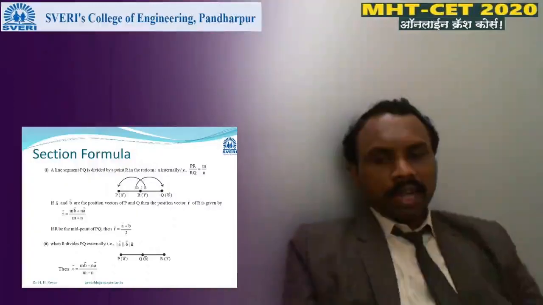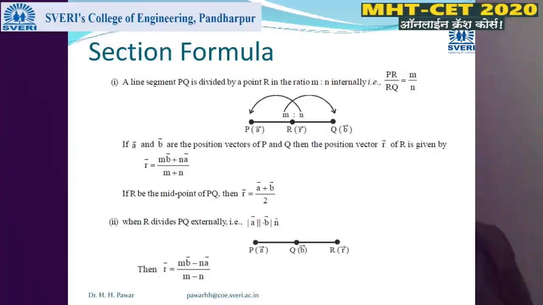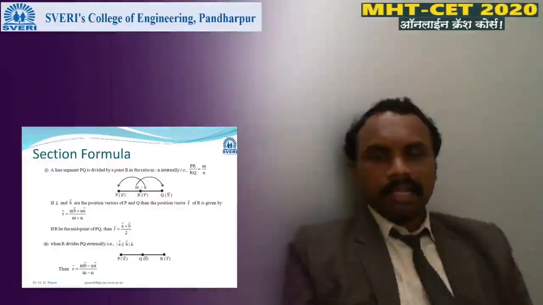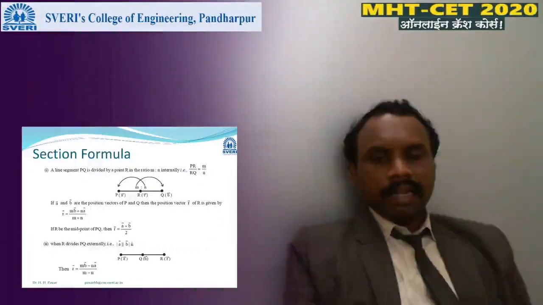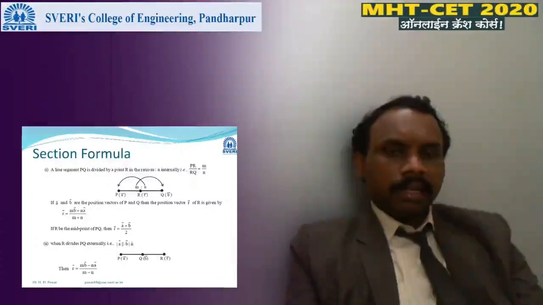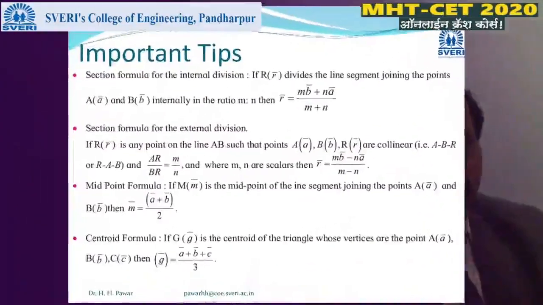Now when R divides PQ externally, that is externally in the ratio m:n as shown in figure, then R bar is obtained by m B bar minus n A bar divided by m minus n. Section formulas are also important for MCQ based questions.